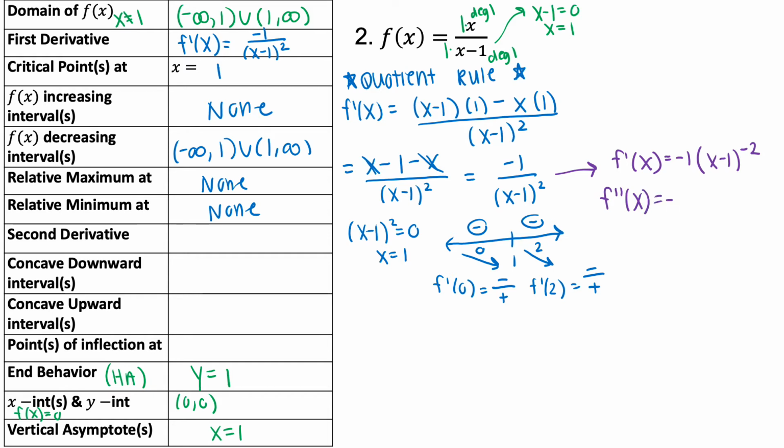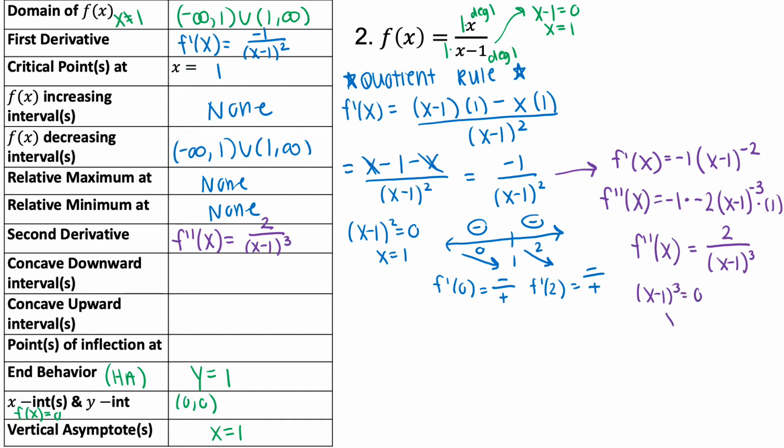Taking this derivative, we keep our negative 1 out front, bring down our negative 2, leave our inside the same, make this to the 1 less power, and the derivative of the inside is just 1. So we can simplify our second derivative. Negative 1 times negative 2 is a positive 2 over x minus 1 cubed. Setting our numerator equal to 0, nothing happens. Setting our denominator equal to 0, we get x equals 1.